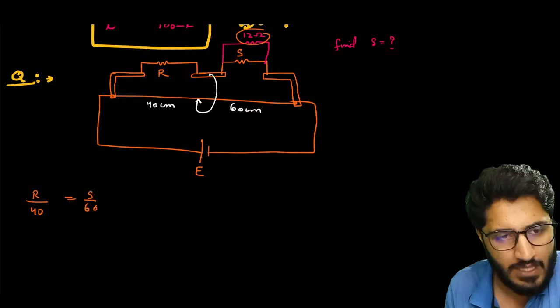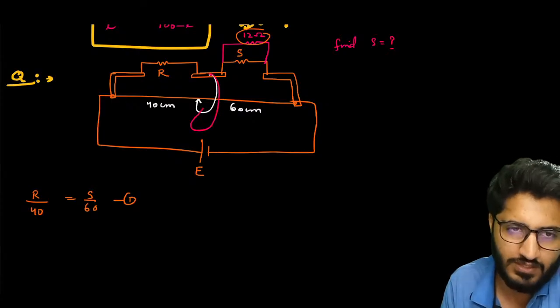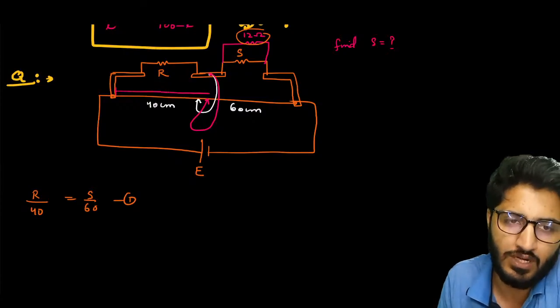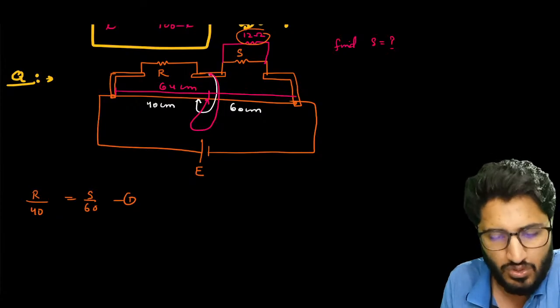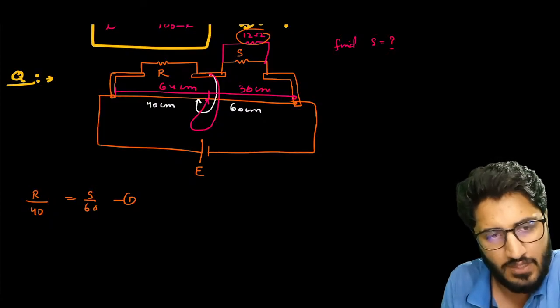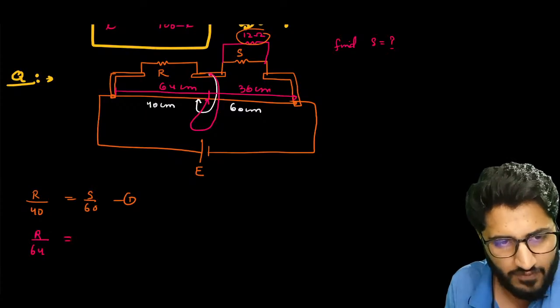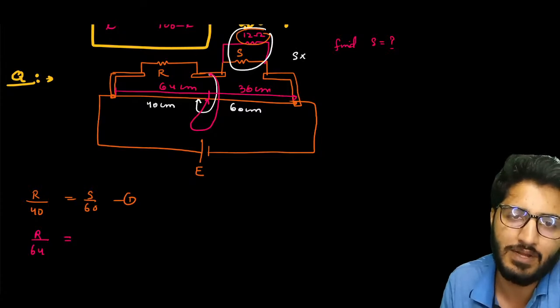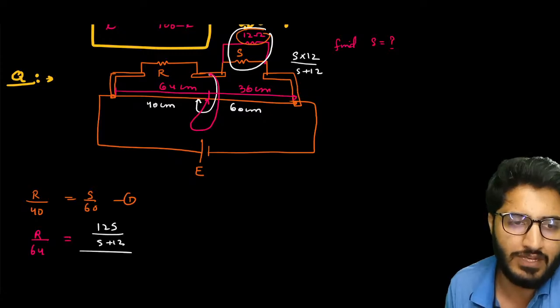This is the first equation. When we place one more resistance here, the null point gets changed. Null point means where the deflection is 0. So this particular length came out to be 64 centimeter. If this is 64 centimeter, this one will be 36 centimeter. Second equation: R divided by 64 equals, here in the first case it was only S, now we have a parallel combination, so S multiplied by 12 whole divided by S plus 12, that is 12S divided by (S plus 12), whole divided by 36.